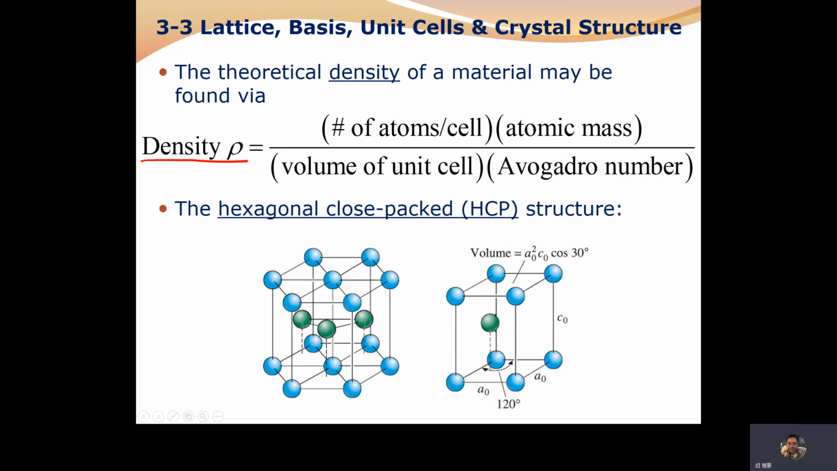For the HCP structure, it's a unit cell. However, we can just look at one third of its structure, like this. Therefore, we can calculate the volume and the number of atoms, and divided by the volume, we can find the packing factor.